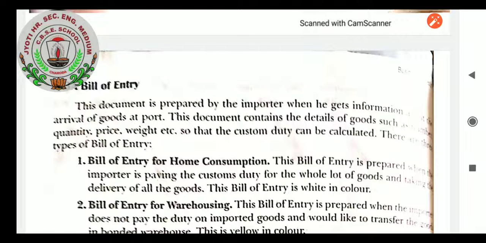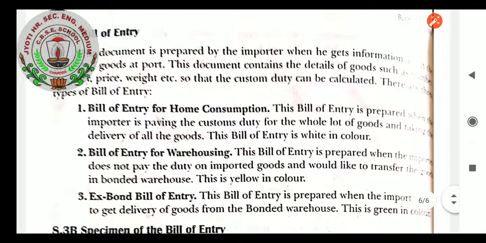There are three types of bill of entry. Let us focus on the bill of entry. Bill of entry for home consumption. As the name suggests, this bill of entry is prepared when the importer is paying the custom duty for the whole lot of goods and taking the delivery of all the goods. This bill of entry is white in color. Okay, it is used for home consumption.